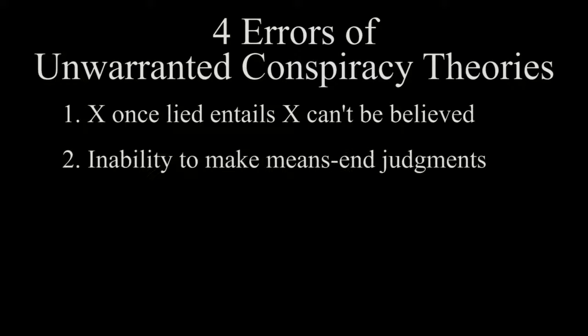Error 2. An inability to make rational or proportional means-end judgments. Conspiracy theorists argue that some group of conspirators has been acting to further some aim or to prevent some action from taking place, but often fail to ask whether such a group of conspirators could further their aim in some easier or less expensive or less risky way.